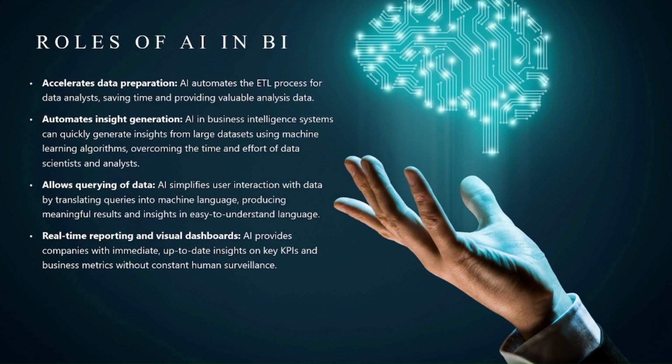And the last one is real-time reporting and visual dashboards. AI within a BI system can lead to enhanced real-time reporting and dashboards. When AI prepares and analyzes the data, companies can rely on rapid, up-to-date insight on important KPIs and business metrics without the need for constant human surveillance. With AI, insights can be generated from data at the speed of thought. These insights can further be used to automate report writing, saving a lot of manual effort in report generation.